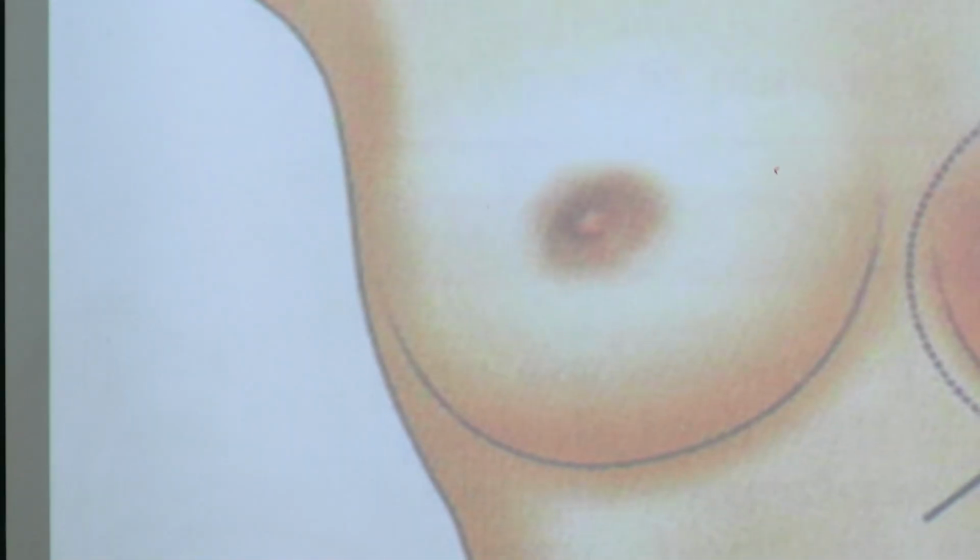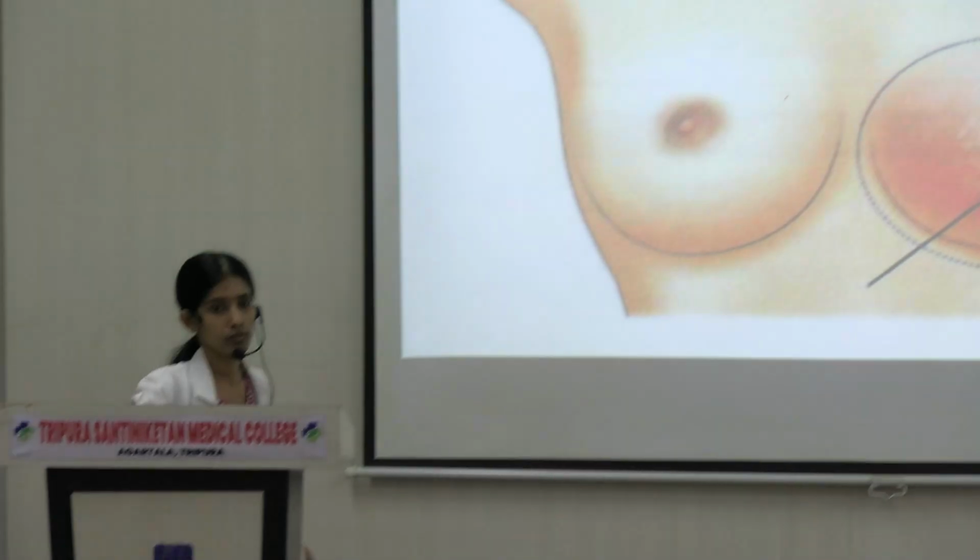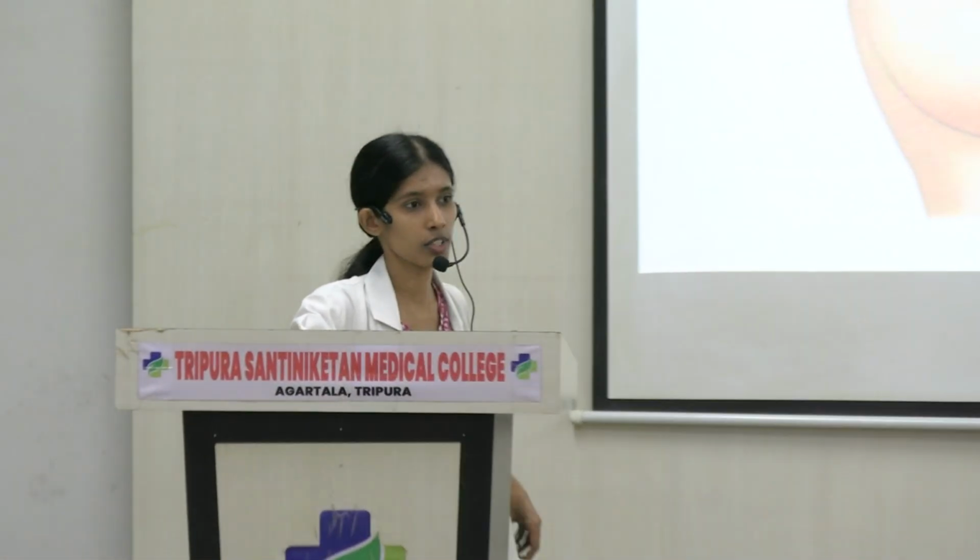Okay. What about the next condition? This is called peau d'orange appearance. Remember? Yes. How does it happen? When the superficial lymph vessels are affected by the cancerous cells, we can see the skin of the mammary gland turn into an orange-peel condition.